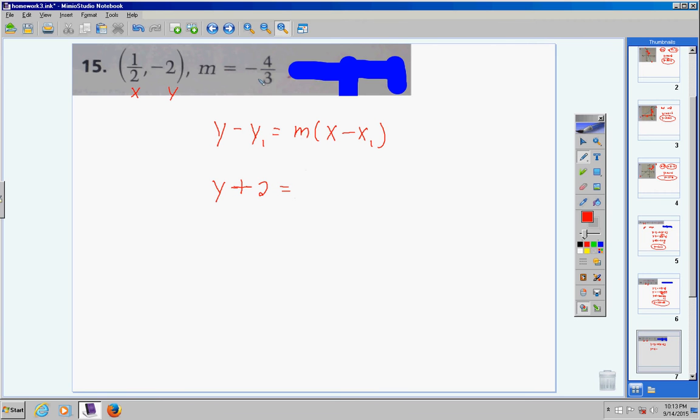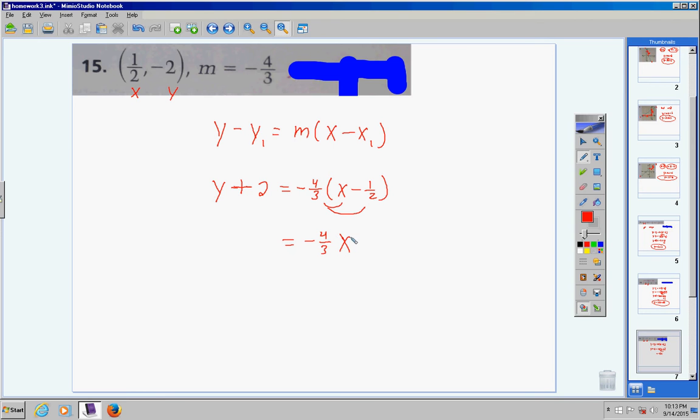For m, I'm going to substitute negative 4/3. And then x minus, or negative, then my 1/2. Okay, well, let's get y by itself and we're finished, students. Take the negative 4/3 and multiply it through. Negative 4/3 times x is negative 4/3 x. Please watch your signs here, students.